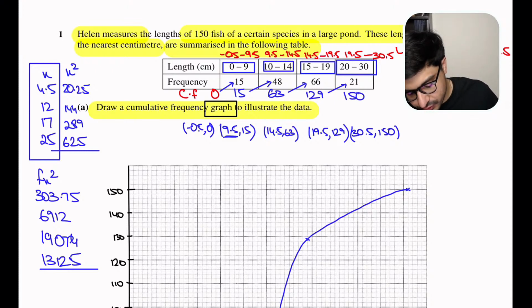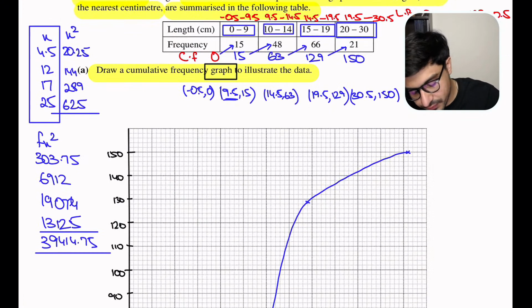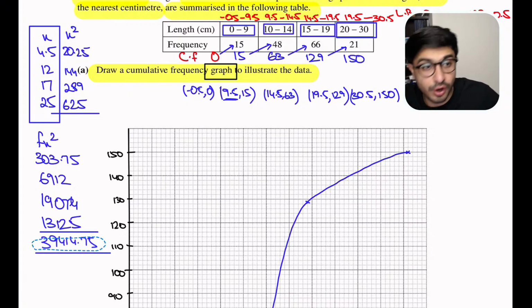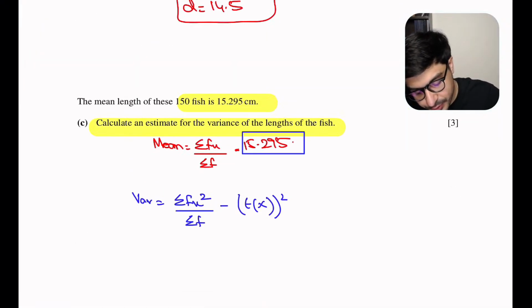So it is going to be 39414.75. This is the total of summation of fx square. So if we already have this, we're going to come here and put it down over here.